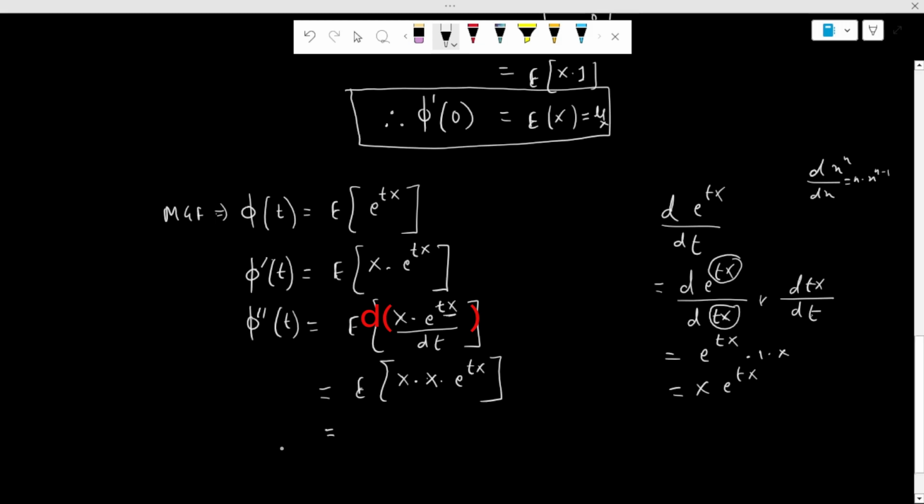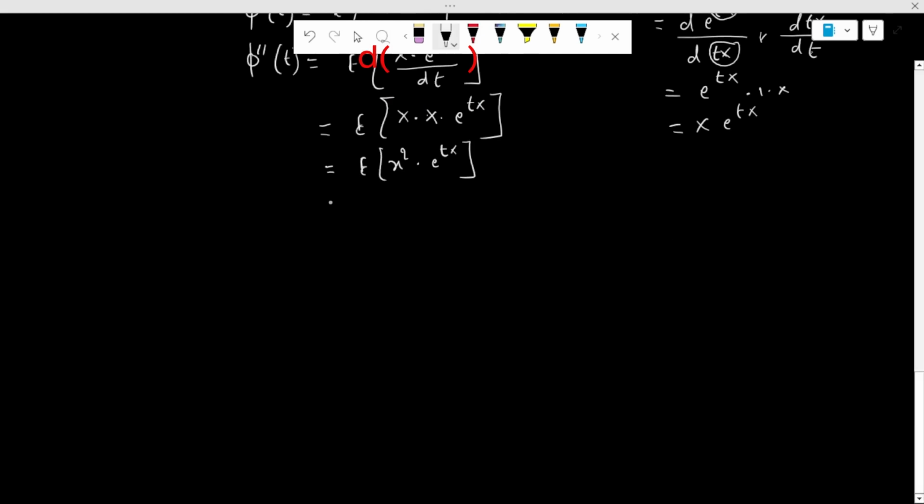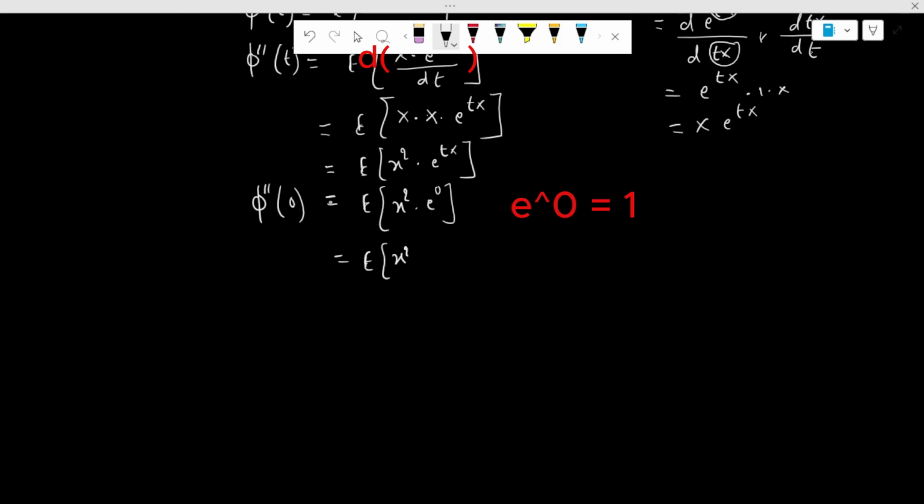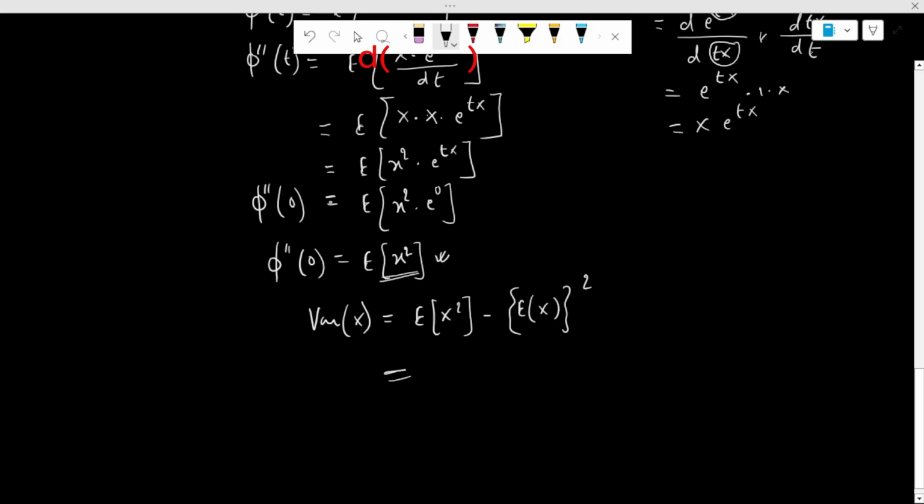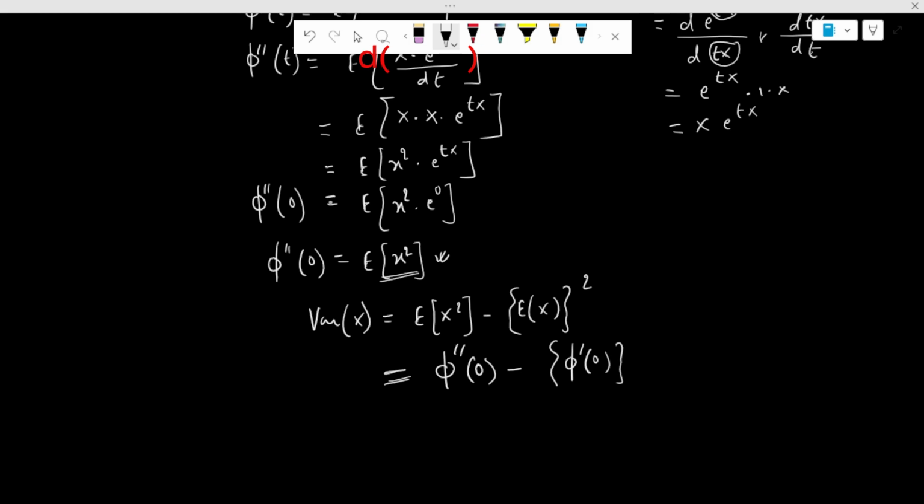So the second order derivative of our moment generating function, similarly, if we evaluate it at 0, is going to give us E of x square. So it gave us the second moment. From here we can calculate the variance, because we know that the variance of random variable x is equal to, let me write it in terms of the moment generating function: the second order derivative of the moment generating function evaluated at 0, minus the first order derivative of the moment generating function evaluated at 0, squared. Therefore, the variance of x.